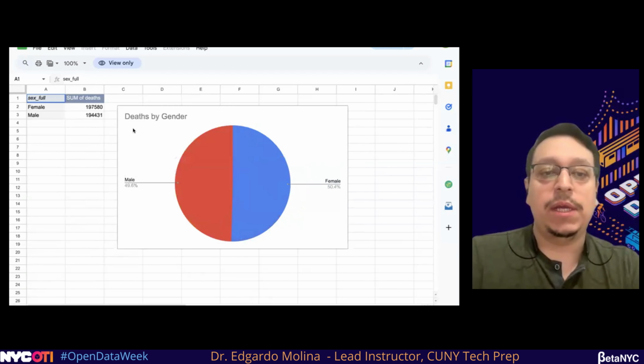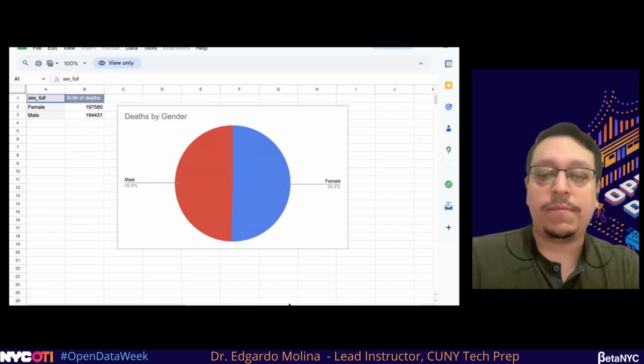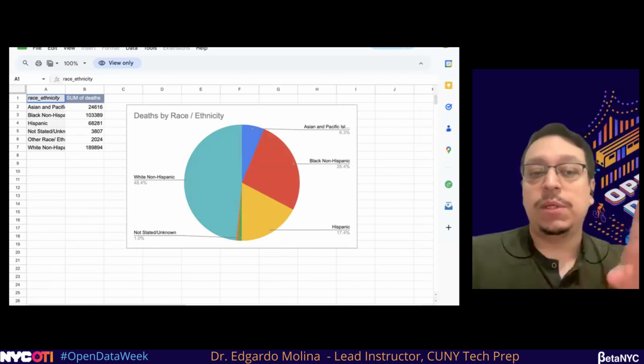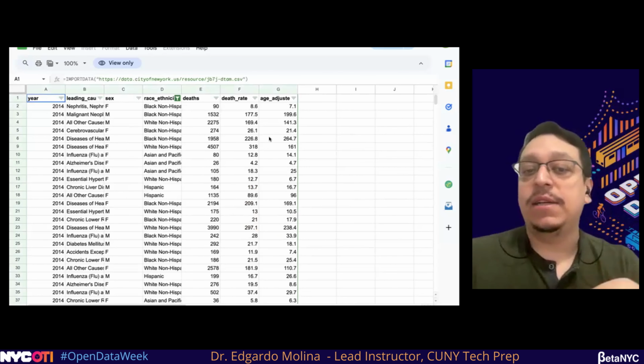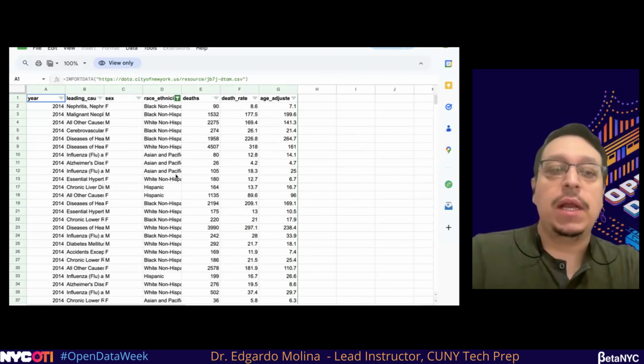And then they also did a chart for deaths by gender, and here it is pretty even in the reported data set as well. So men and women are dying at the same rate. And then there's death by race and ethnicity, and the breakdown is here for that. Again, all of this was done in Google Sheets, just pulling that data directly in there using the import data function in Google Sheets. And I believe Excel has something similar. And yeah, that was that project.